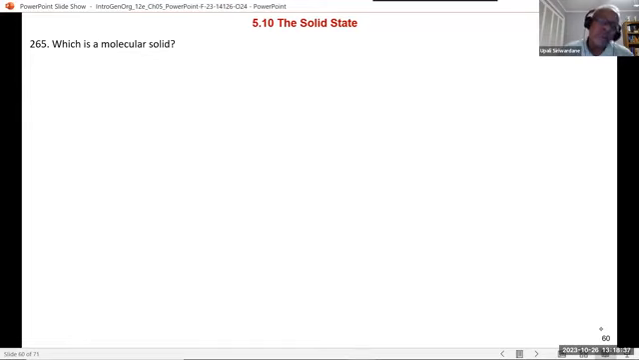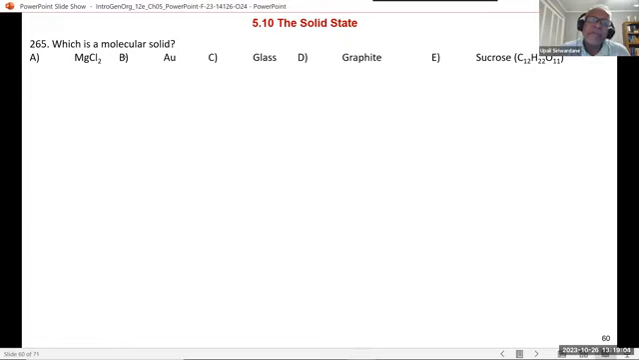We are going to go through some problems. Which is a molecular solid? We talked about molecular solids being solids that contain molecules. If you look at this, magnesium chloride is an ionic solid, gold is metallic, glass is amorphous, graphite is network. The sucrose is the only one that has molecules. Sucrose is sugar, common sugar. Answer: the molecular solid is sucrose.